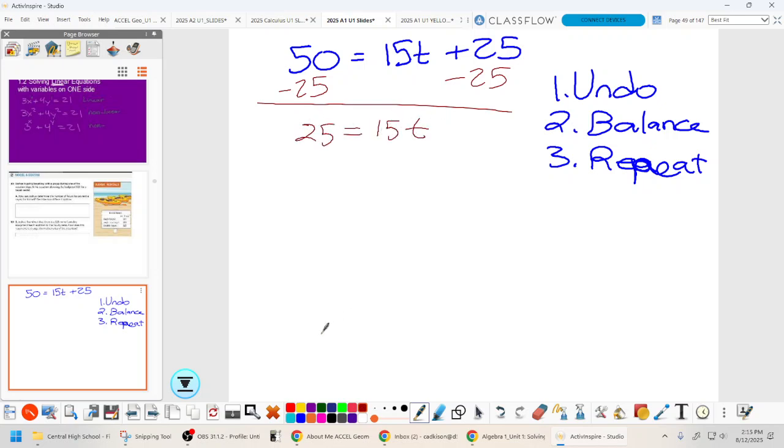Now what? Yeah, Eliana. Okay. So again, our goal is to get t by itself. Divide by 15. Okay. Yeah. Why are we dividing? Why not subtract? Before you answer that, we did a cycle of undo, balance. Now we're ready to repeat it. So we're back to undo. So we are undoing what, Louise?